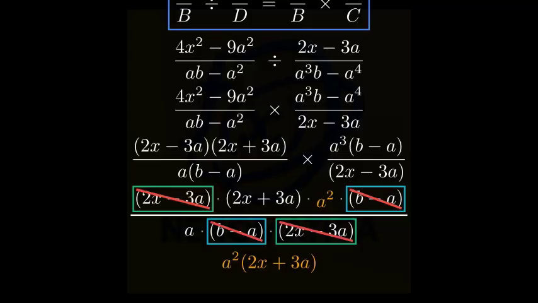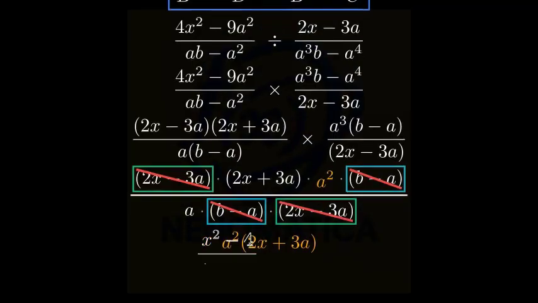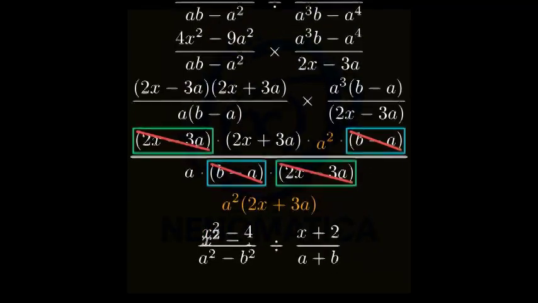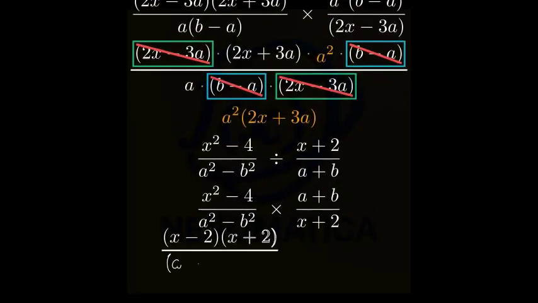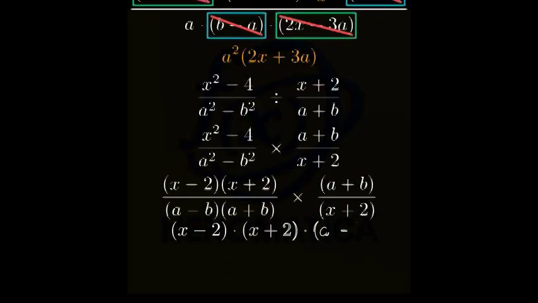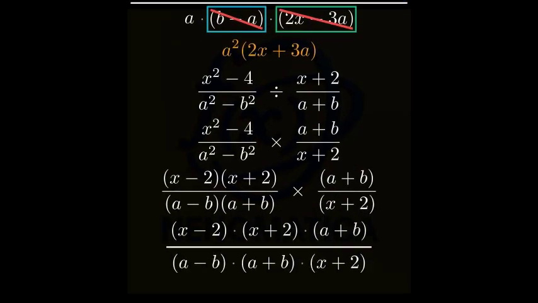Example 2. Simplify by division. Here is our expression. Rewrite division as multiplication by the reciprocal. Now factor x squared minus 4 is x minus 2 times x plus 2. A squared minus b squared is a minus b times a plus b. Cancel a plus b, cancel x plus 2. We are left with x minus 2 over a minus b.